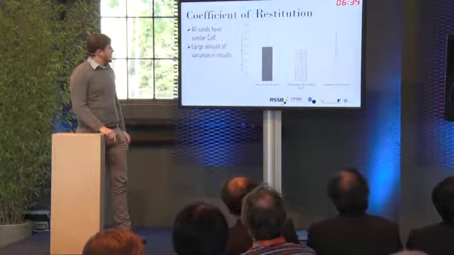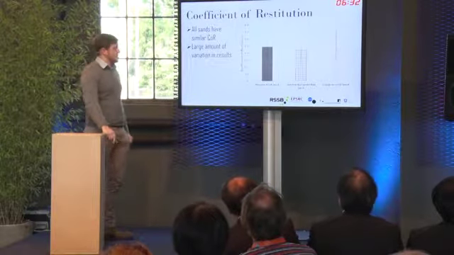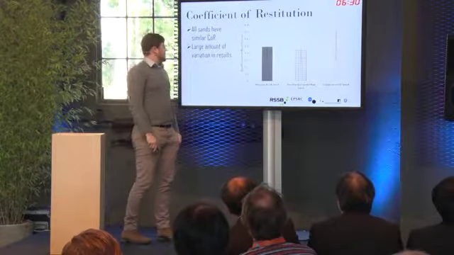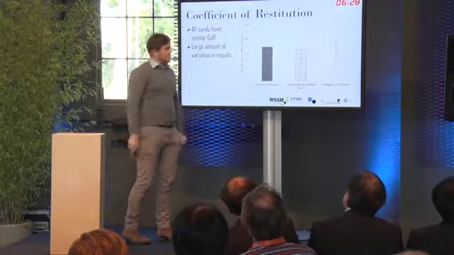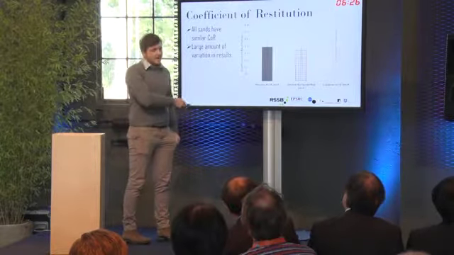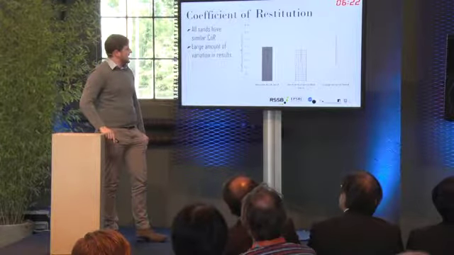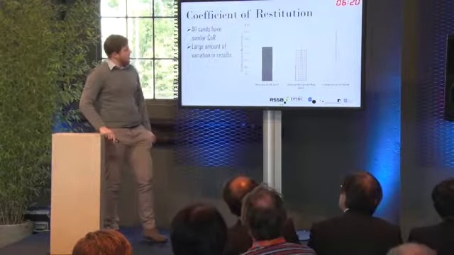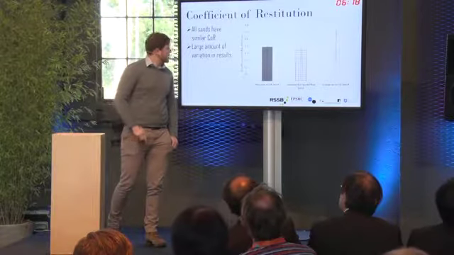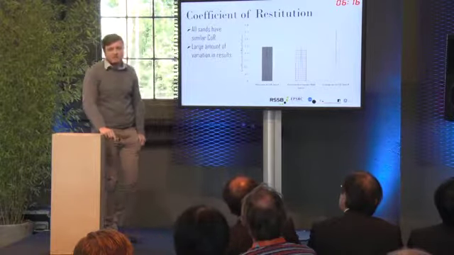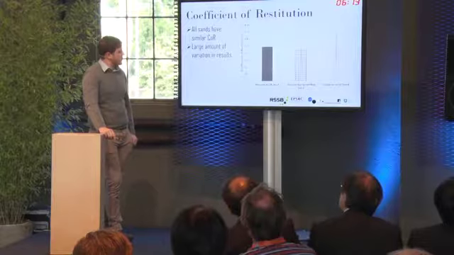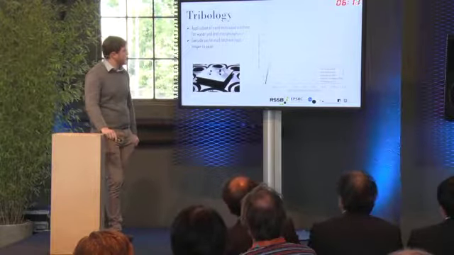So to go on to the coefficient of restitution, they're all fairly similar sands, but with a large degree of variability in it. I'll talk a bit more about why I think that is later, but it will again be of interest when I bring in more different particles and have a look at what happens to them.